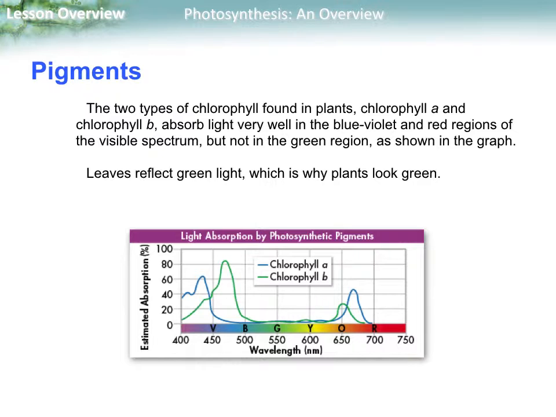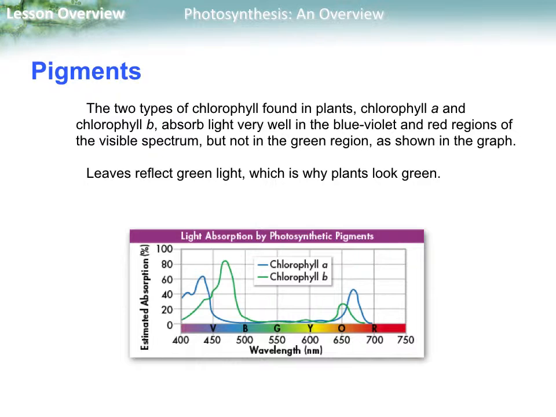These absorb light very well in the blue, violet, and the red regions of the visible spectrum, but not in the green regions. So if you look at the graphic below, you'll see chlorophyll A and chlorophyll B, and the different wavelengths down at the bottom, and the estimated absorption. So how much of these can be absorbed by the plant.